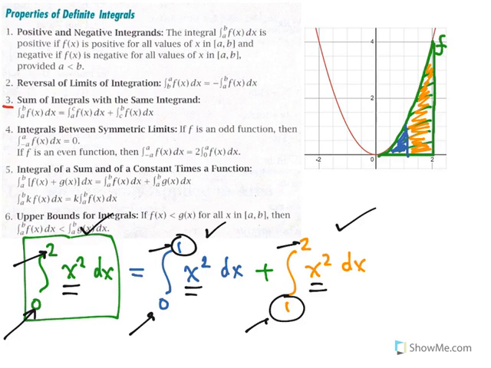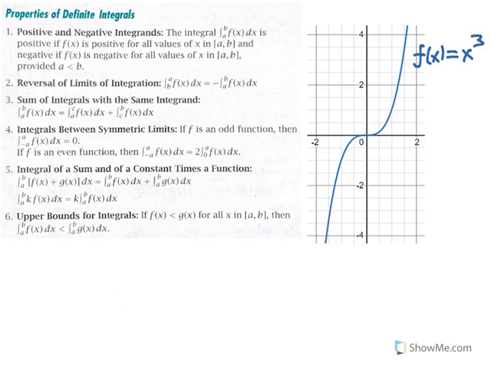And in the general statement, the limits of integration for the larger interval is from a to b. And then we have a value c that is between a and b, like what we had with our example. The value 1 was between 0 and 2. So we're now looking at property number 4.